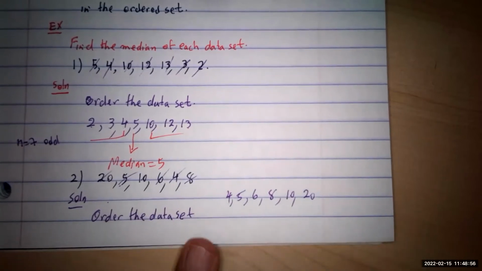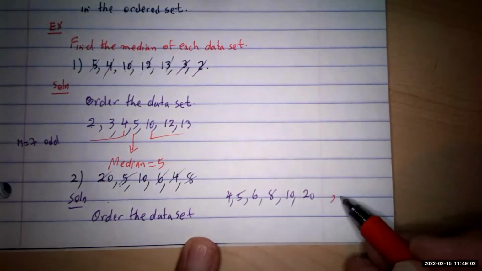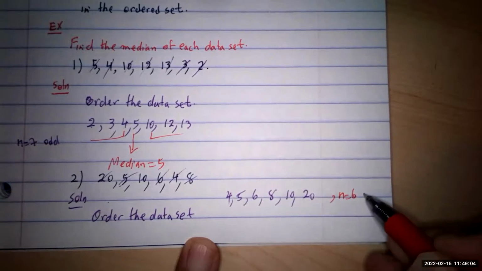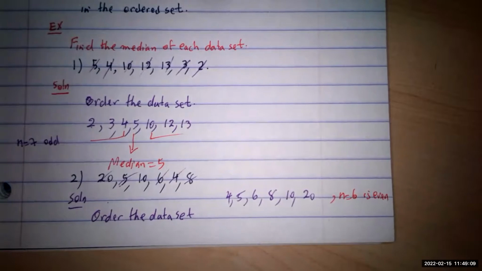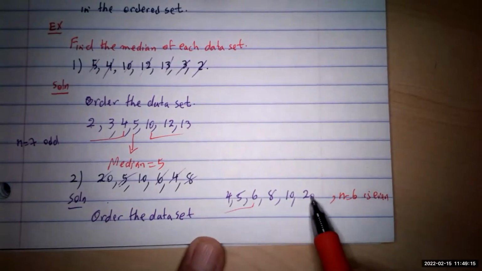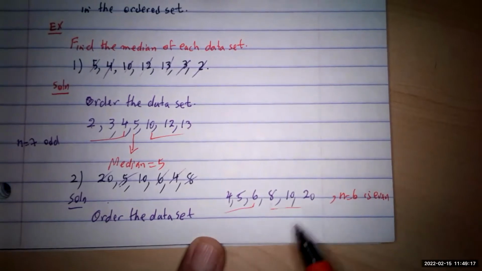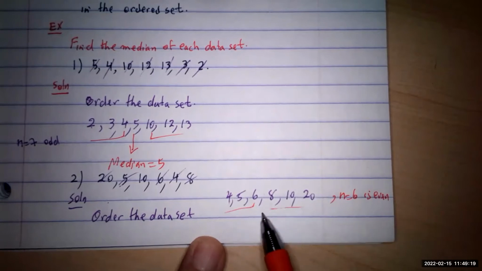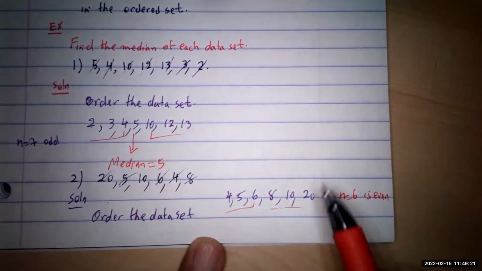Okay, so we rewrite it. In this case, you have 1, 2, 3, 4, 5, 6 observations. So the number of observations n is equal to 6, which is even. If you divide by 2, that gives you 3. You see, this is going to be 1, 2, 3, and this is going to be 1, 2, 3. So you don't have anything in the middle like the one that we did over here.